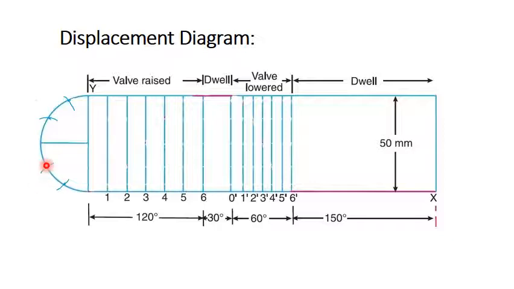Then I'll keep the compass here, I'll cut one more arc here. Next I will keep it here. I'll keep the compass here, and I will draw this arc, and again I will keep it here and I will draw this arc. So we have cut this into 6 parts, that is 1, 2, 3, 4, 5 and 6.